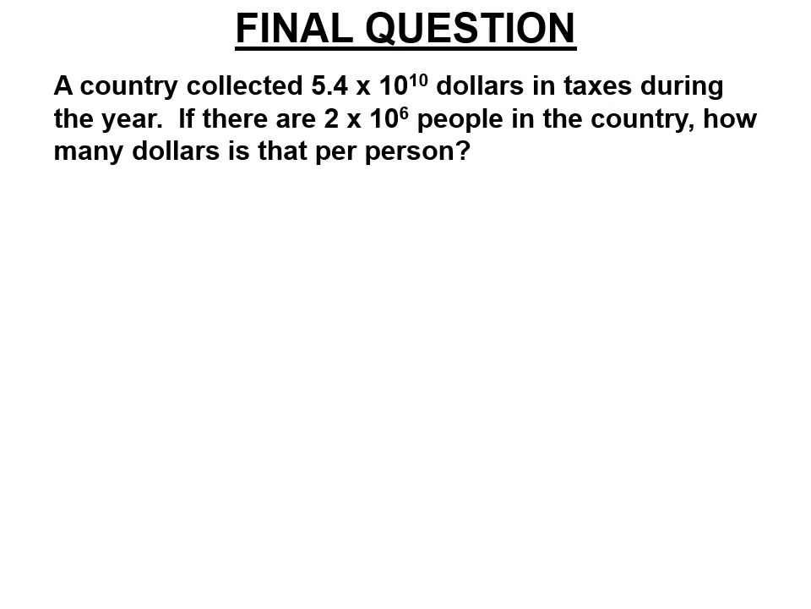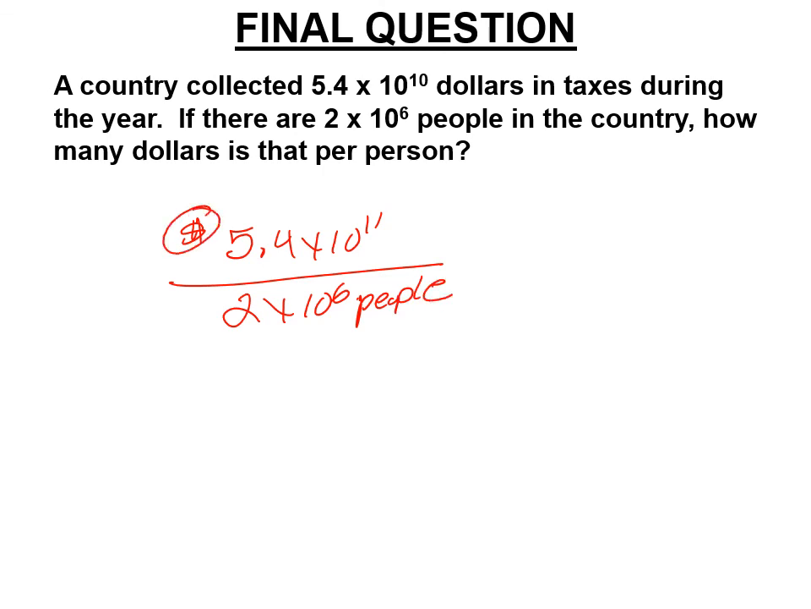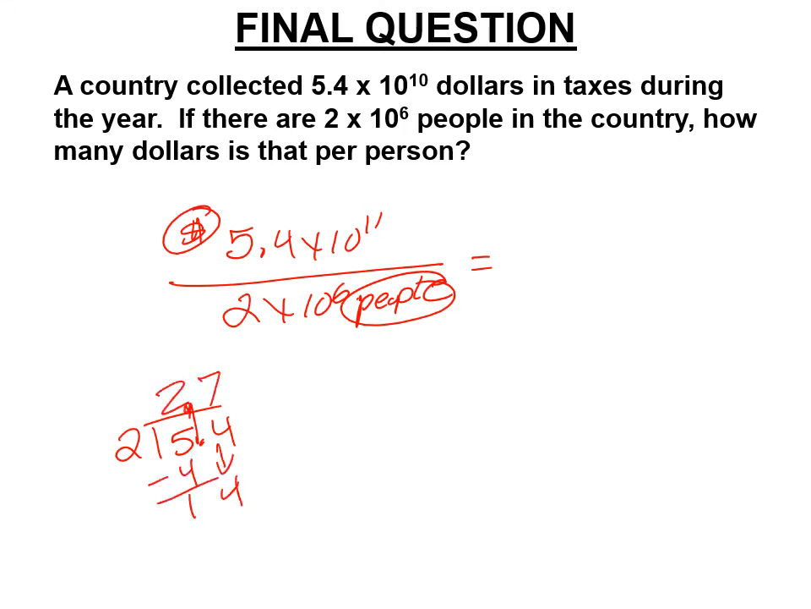Okay, so we collected, we want 5.4 times 10 to the 10th dollars, and there's 2 times 10 to the 6th people. This is not the U.S. People, and we want to know how many dollars per person that is. This is a division problem. All right, so 2 goes into 5.4. 2 goes into 5 twice, decimal straight up. 2 goes into 14, 7. So it's 2.7. Subtract the exponents. 11 minus 6 is 5. So it's 2.7 times 10 to the 5th. And these are dollars per person.